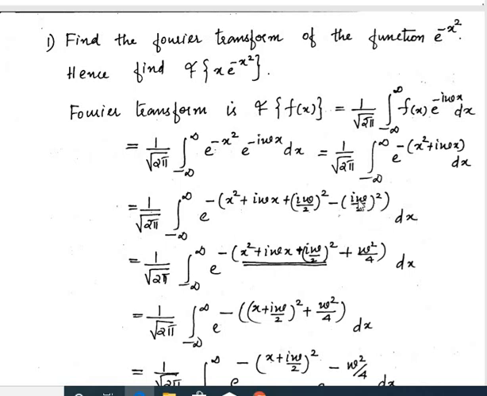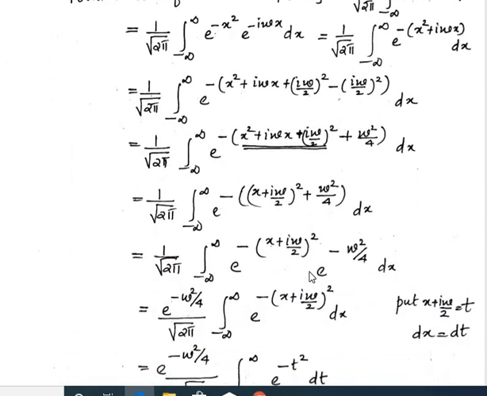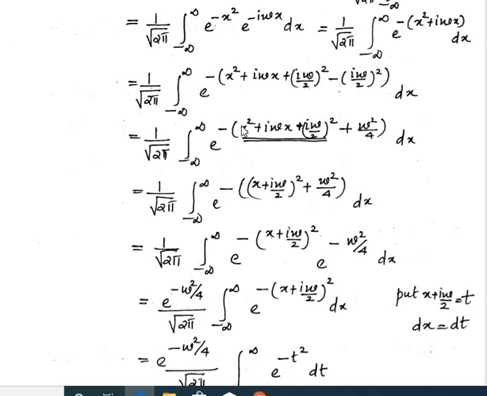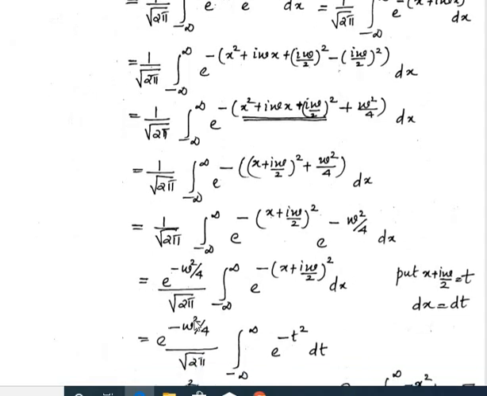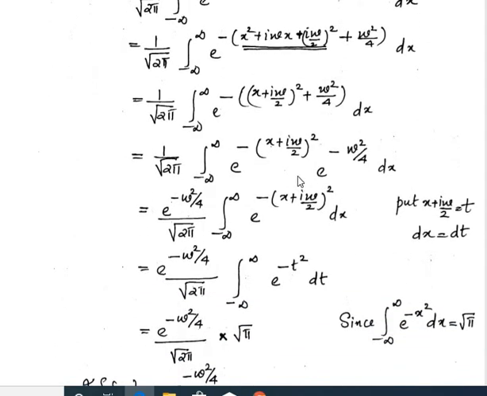And this i square is minus 1, so minus minus gives plus omega square by 4. Now the first terms form the expansion of a plus b the whole square, that is x plus i omega by 2 the whole square, plus omega square by 4. Multiplying the minus inside, it becomes e raised to minus x plus i omega by 2 the whole square minus omega square by 4. Since we are integrating with respect to x, this term is a constant, so we can take it outside. Then the remaining is e raised to minus omega square by 4 times the integral from minus to plus infinity of e raised to minus x plus i omega by 2 the whole square dx.